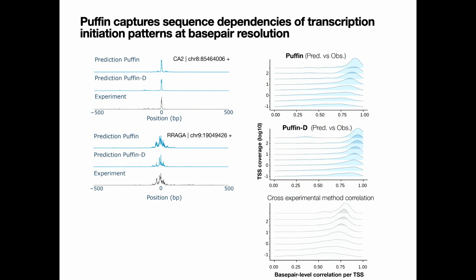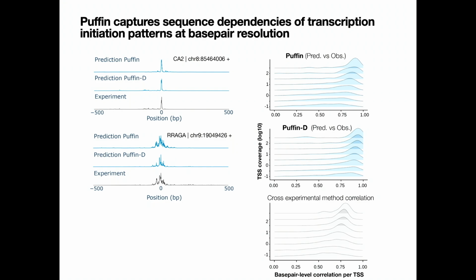We see that for the most expressed promoters, where we have the most measurements, the prediction correlation can get up to 0.9. For promoters with lower transcriptional activities, the correlation is lower, but it's also partially due to the noise in the measurement, because we look at the correlations between two different experimental measurements, FANTOM CAGE and ENCODE CAGE. We also see a decrease in correlation with the lower activity promoters. So overall, Puffin, even though it's not as good as the deep model, is still doing pretty well in capturing the shape of the transcription initiation.